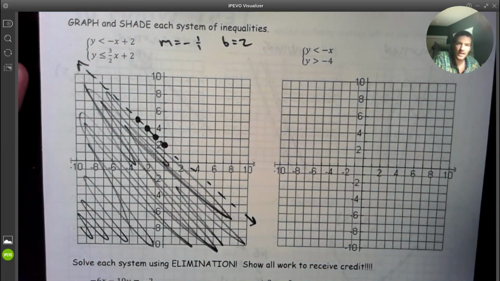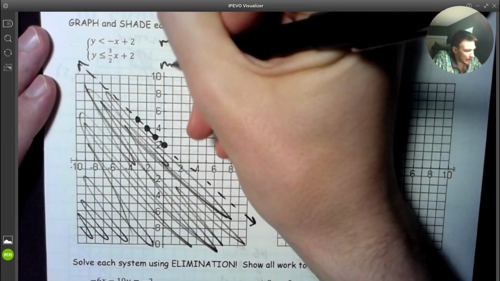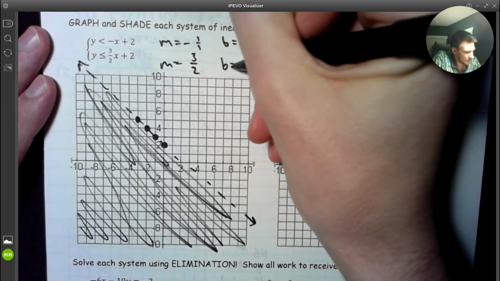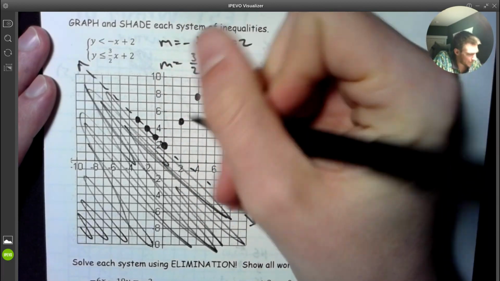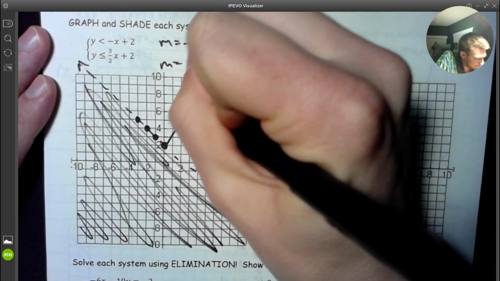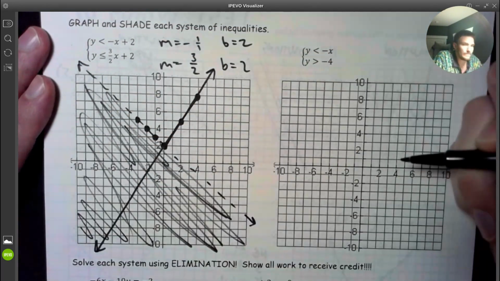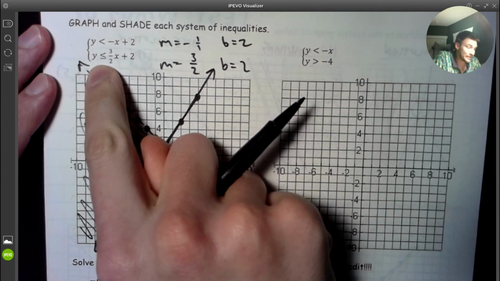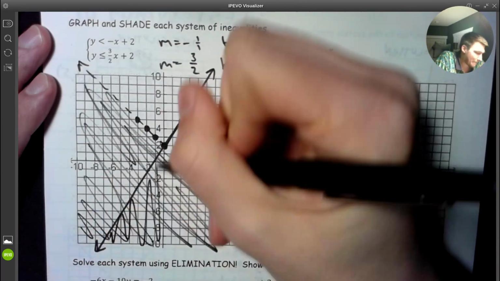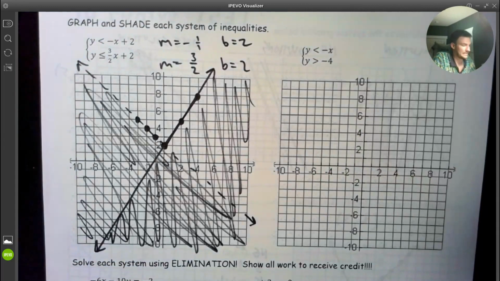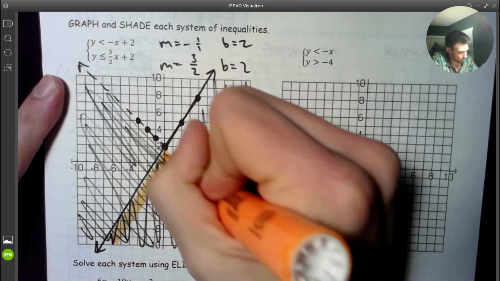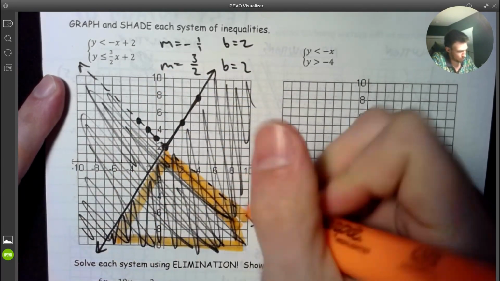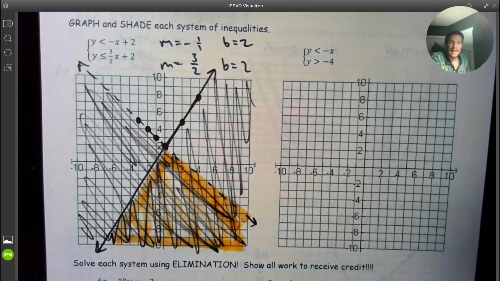There you go. This one is going to be m equals positive 3 halves, b equals 2. So I'm going to start here, and I'm going to be going 3, 2, 3, 2. This is going to be a solid line. Has a nice straight line. And I need to be shading below again. So I'm going to be shading down here. And so that is the region that has been shaded twice.